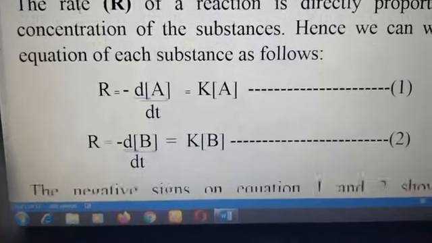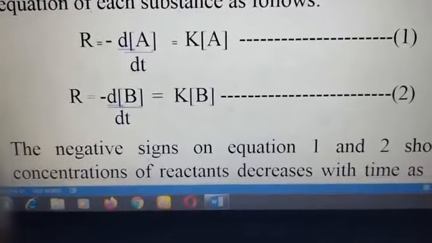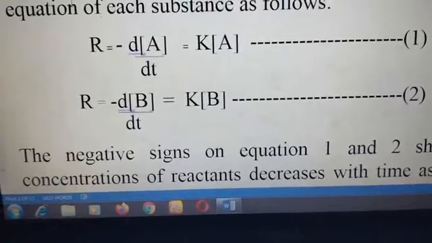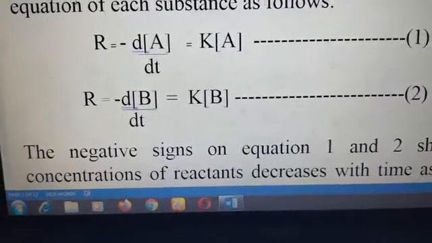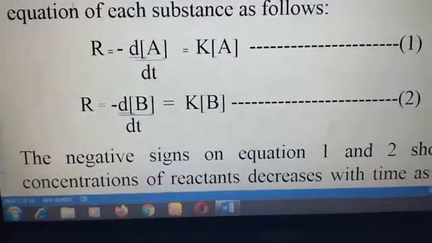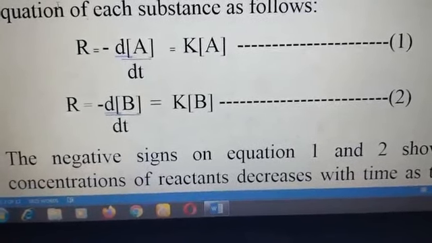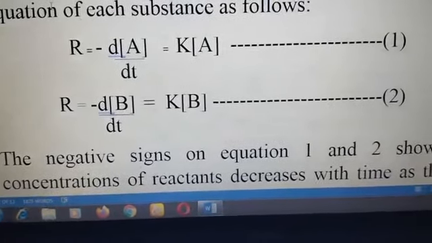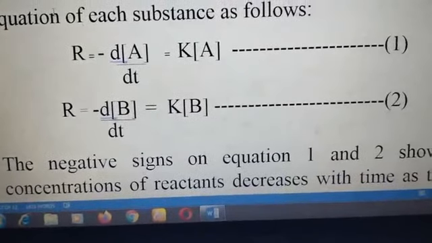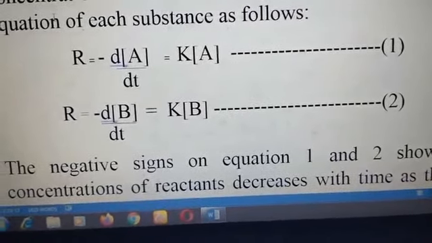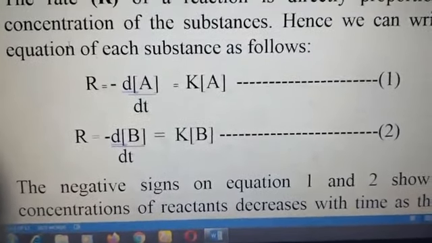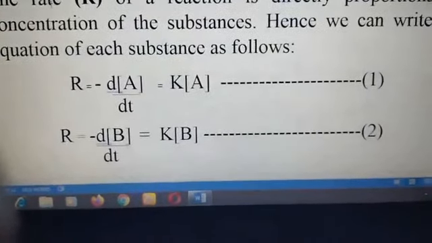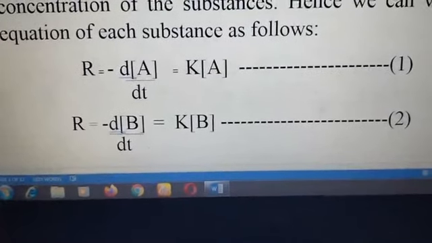For reactant B, similarly, we have equation 2: R equal to negative d, meaning change, square bracket B, meaning concentration of B, change in concentration of B all over dt, that is change in time, equal to the rate constant k multiplied by the concentration of B in bracket, because rate is proportional to concentration. Now, if you look at equations 1 and 2, both are written for the reactants A and B, and they bear a negative sign. So equations 1 and 2 are rate equations with respect to the reactants A and B.